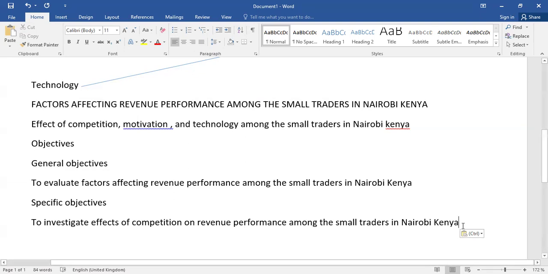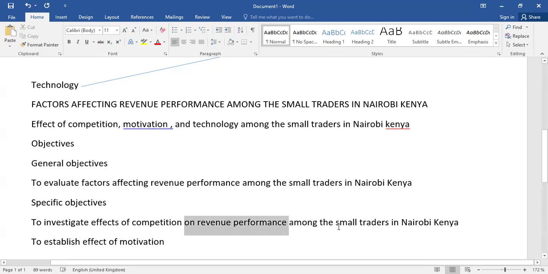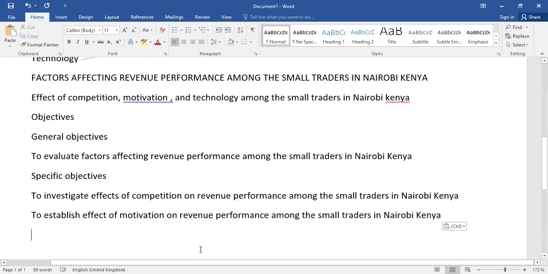For our next specific objective, we take the other factor. We can say to establish the effect of the number two factor, which is motivation. To establish the effect of motivation on revenue performance among the small scale traders in Nairobi, Kenya. You can just copy the other one.